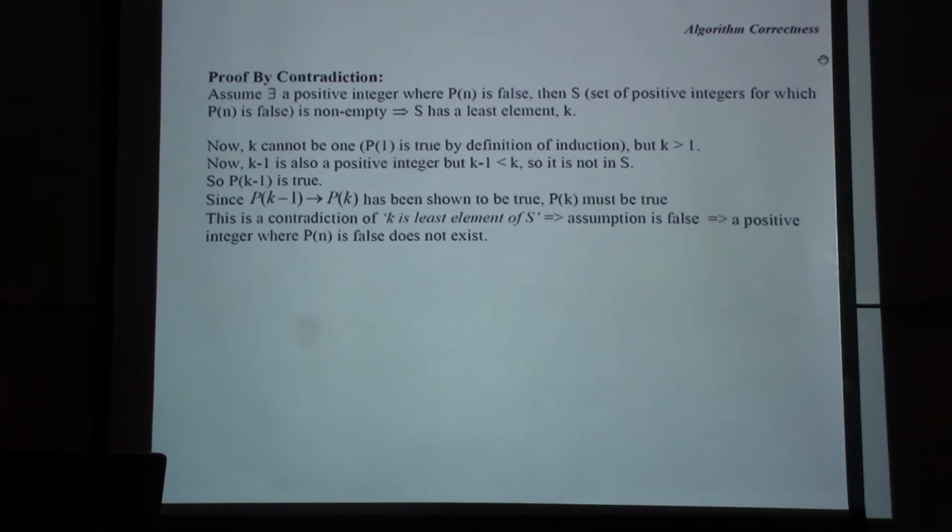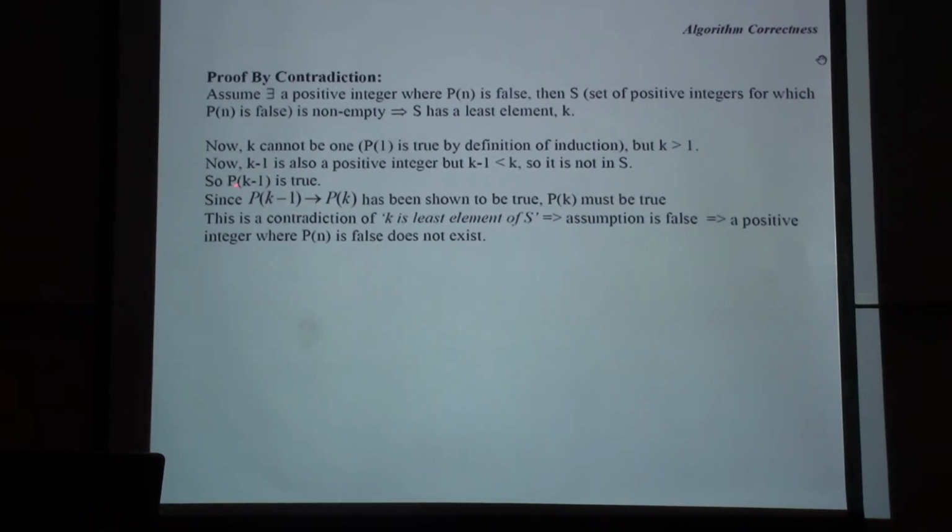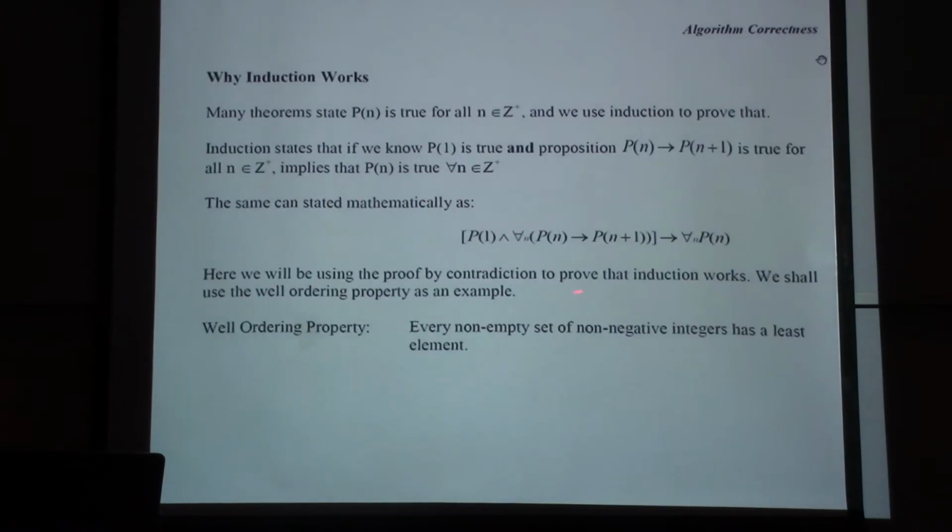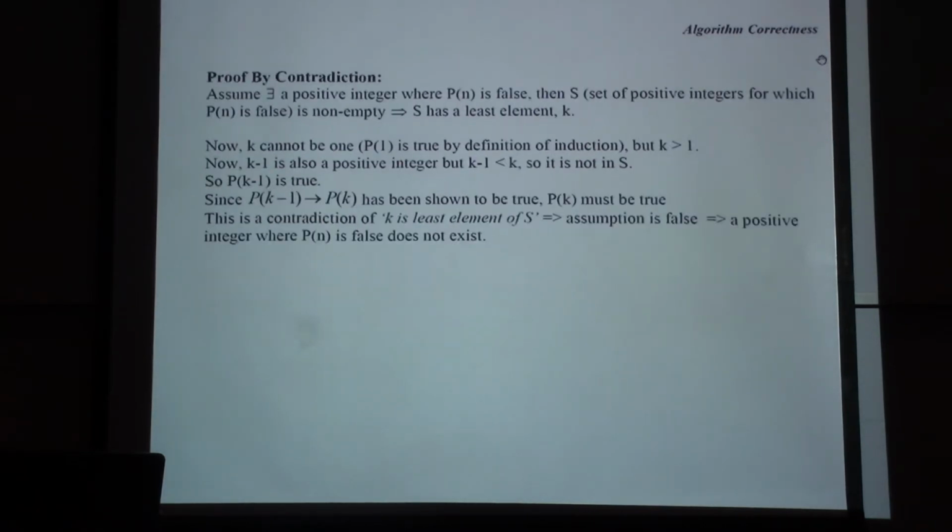So we assumed that there was a least element that was false, but assuming that element is equal to k makes k minus 1 must be true. So therefore P of k minus 1 must be true. But we've also proved that if P of k minus 1 is true, that implies P of k is true. Since this is true and the implication is true, if this is true, this must be true. So P of k minus 1 being true in the implication shows that P of k must be true.